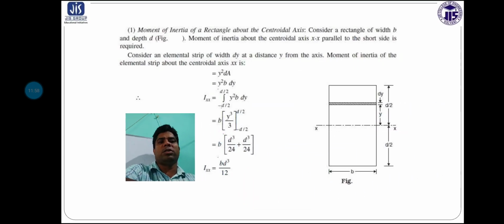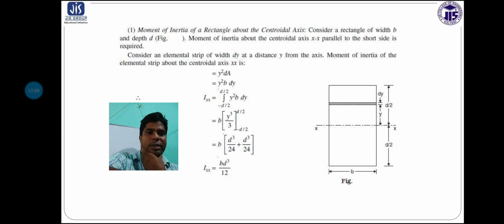Now this is the case of a rectangle. So moment of inertia of a rectangle about the centroidal axis. Consider a rectangle with breadth b and depth d. The moment of inertia about the centroidal axis xx, which is parallel to the x-axis and to the short side, is required. Consider an elemental strip of width dy at a distance y from the axis.